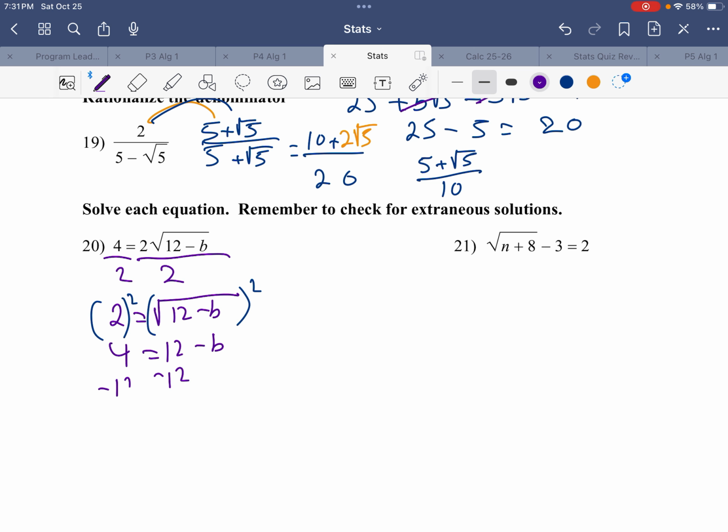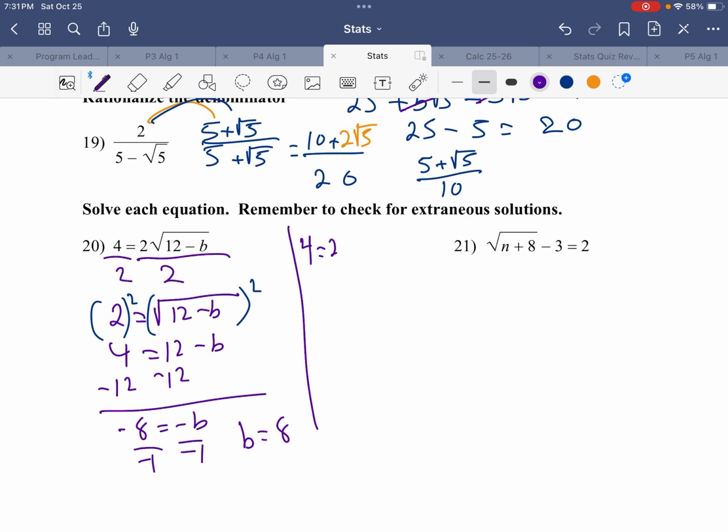Now we solve for b. I would subtract 12. Negative 8 is equal to negative b. I'm going to divide by negative 1 to get b equals 8. If I were to check, this would look like 4 equals 2 times the square root of 12 minus 8, or 4 equals 2 square root 4. 4 is equal to 2 times 2, where I get 4 equals 4. So that was an example where we were multiplying the radical by a constant.